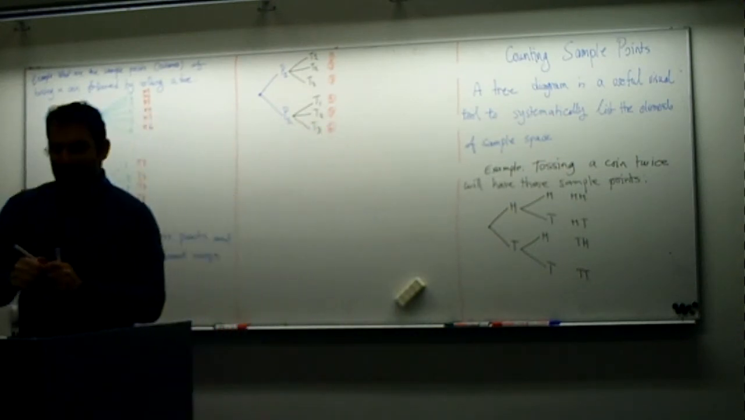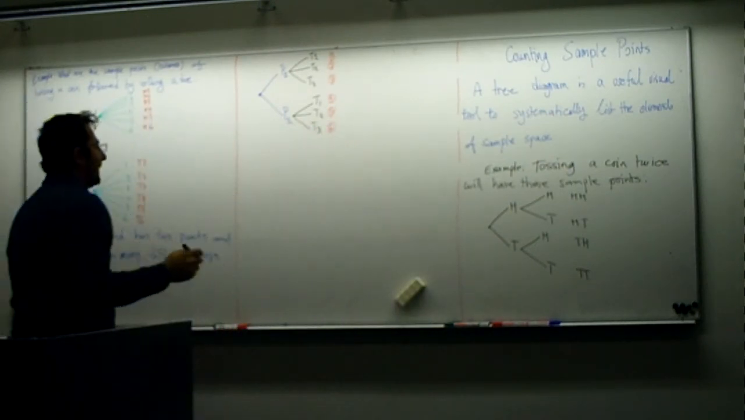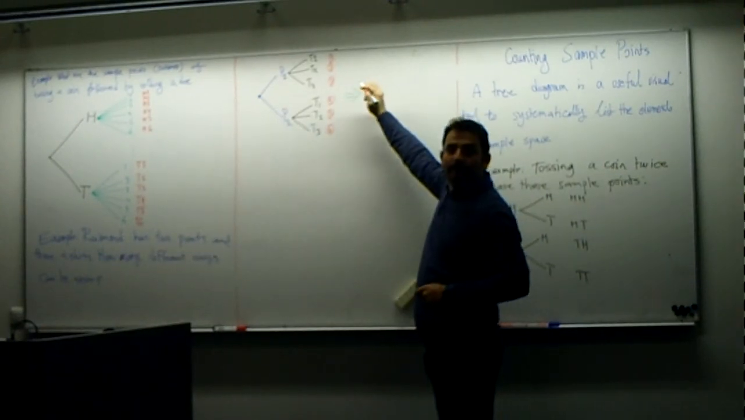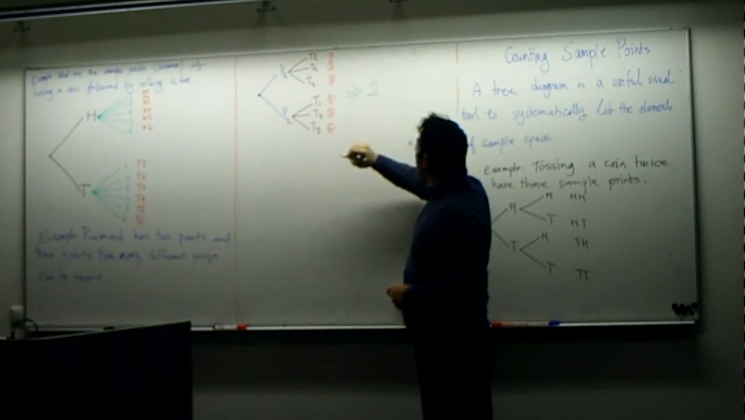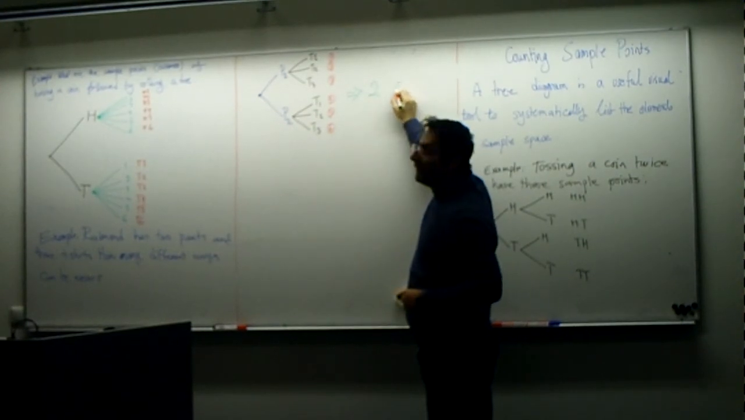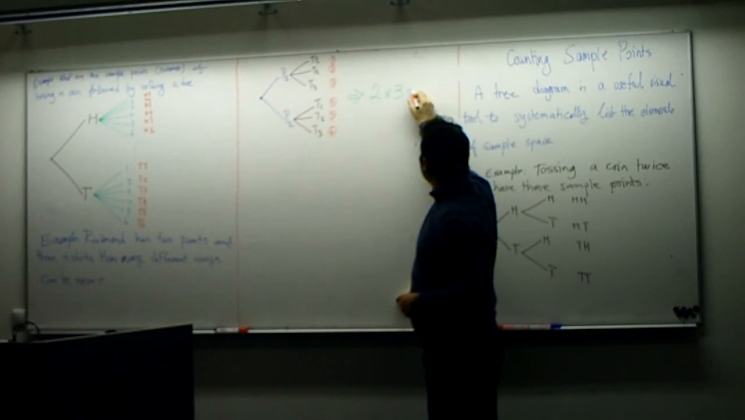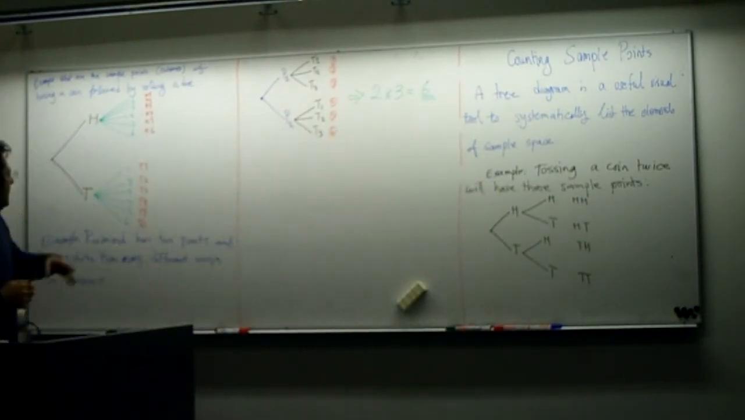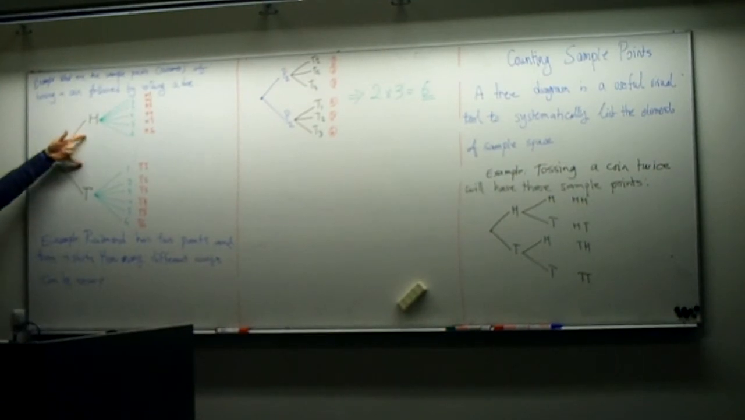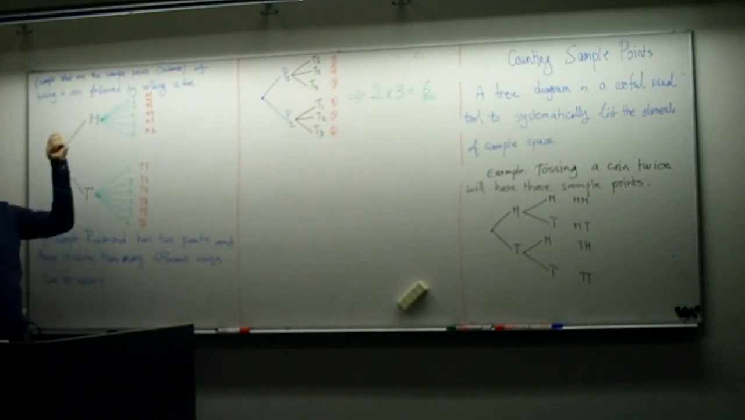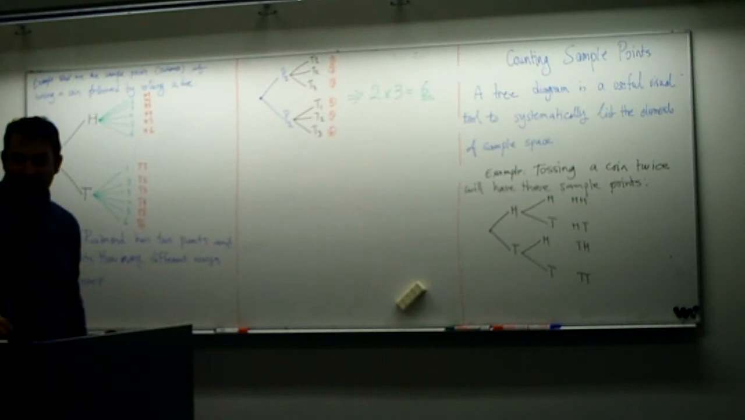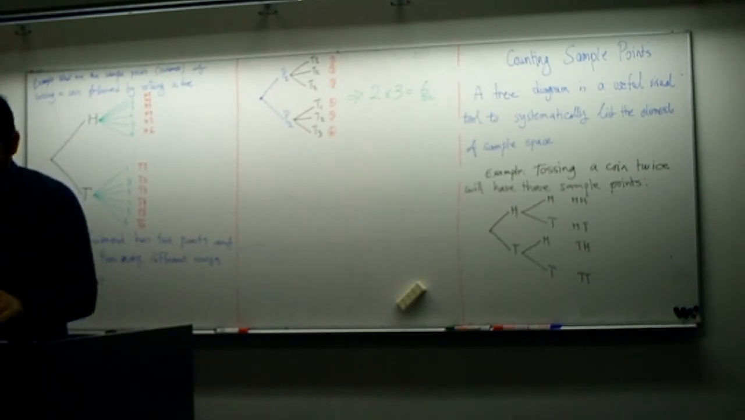Actually, this is resulting into these important rules. How many pants did we have? 2. How many shirts did we have? 3. 2 multiplied by 3, we have 6 different forms. How many different forms do we have in a coin? 2. In a die, 6. 2 multiplied by 6, we have 12. So these will help us to develop something which is called a multiplication rule.